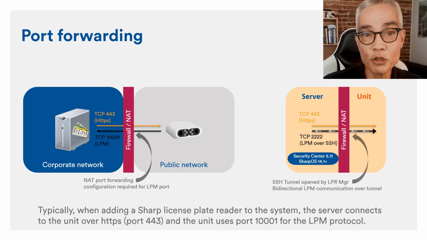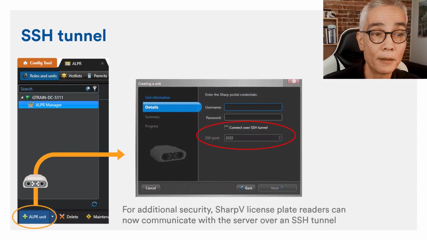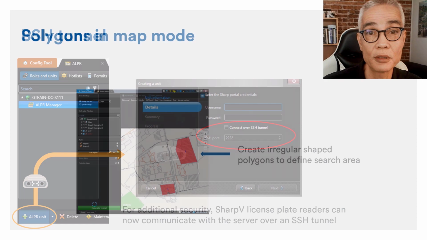How do we turn this feature on? First of all, it's only supported in Security Center 5.11 with units running Sharp OS 14.1 and later. When adding a Sharp V camera, you'll find a new checkbox in the Creating a Unit dialog. Selecting this checkbox will enable the SSH tunneling feature. If it's unselected, the server will use the old method of listening on port 10,001 for incoming LPM communications.